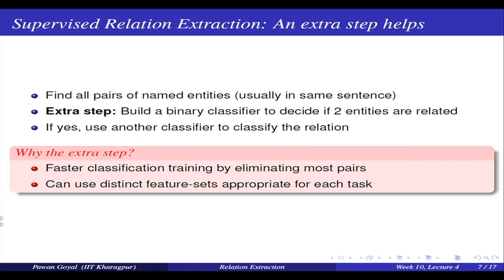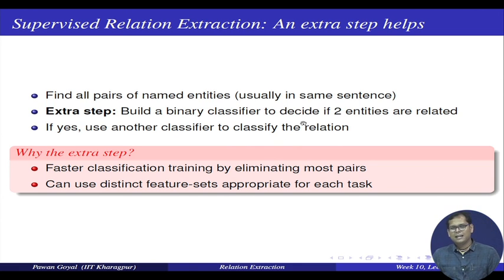And why will that help? Because in the first step itself, you will be able to eliminate a lot of extra pairs that are not involved in any relation. So you will not bother about those. You will only bother about those entities that are probably connected by some relation. Another advantage could be you can think of various sorts of features that you will use for the first step, that is finding out if there is a relation or not, and the second step, that is if there is a relation, what is that relation. You can think of various sets of features that you can employ for both of these steps.